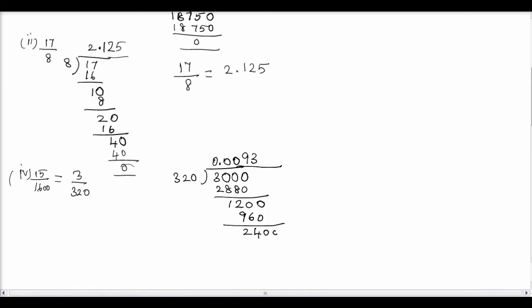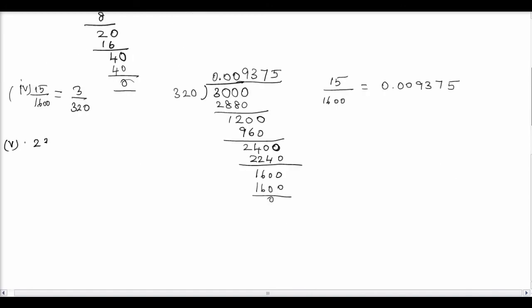So again we proceed with the division by including a 0, so that I get 7 times 320. 7 times 320 is 2240. And the remainder here is 1600. And now it is 5 times 320, because 5 times 320 is 1600 and the remainder is 0. So now I stop the division as the remainder has become 0. Therefore, the given rational number is expressed as a terminating decimal, which is 0.009375.